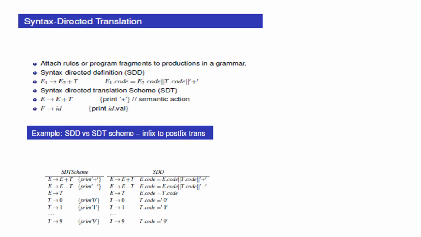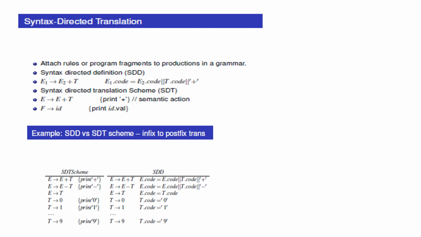This is SDT. So SDT is the rules or program fragments attached to productions in the grammar. So SDD, as we discussed earlier, is E1 tends to E2 plus T. This is a production, and the semantic rule is E1.code equal to E2.code concatenated with T.code. What is code? Code is an attribute, which comes along with the symbol with a dot. And what is plus? This is going to add if it is a number.